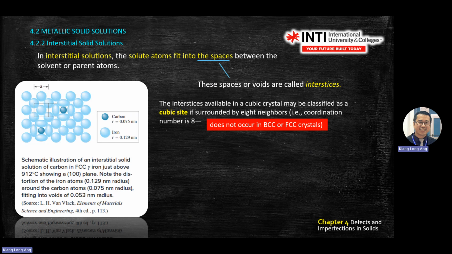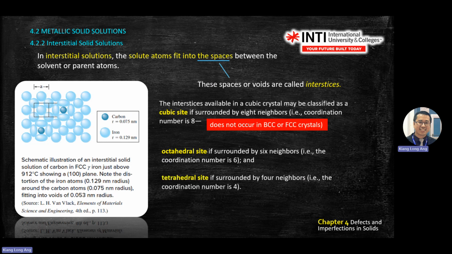One thing that you learn in chapter 2 is called coordination number. Coordination number 8 means we have eight atoms surrounding it. If you have a cube site, the coordination number is 8, octahedral is 6, tetrahedral is 4. Coordination number means that many atoms connect to that atom.